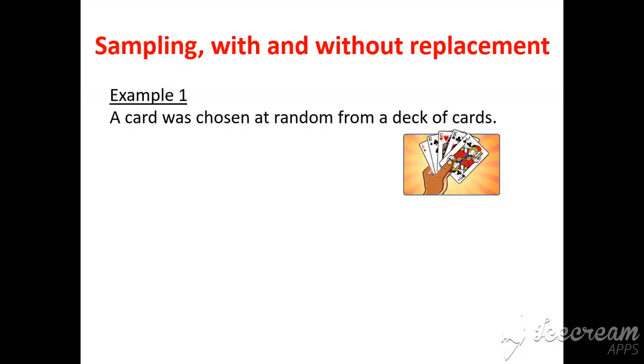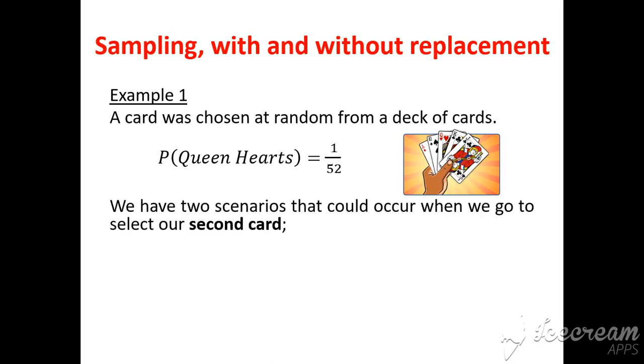Right, straight into example one. So a card was chosen at random from a standard deck of cards. We're going to work out the probability that it's the Queen of Hearts. Now we know there's 52 cards in the deck and there's one Queen we're trying to find. So there's one chance out of 52 that it's the Queen of Hearts.